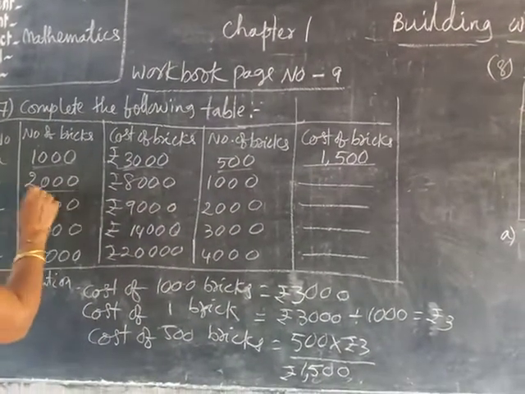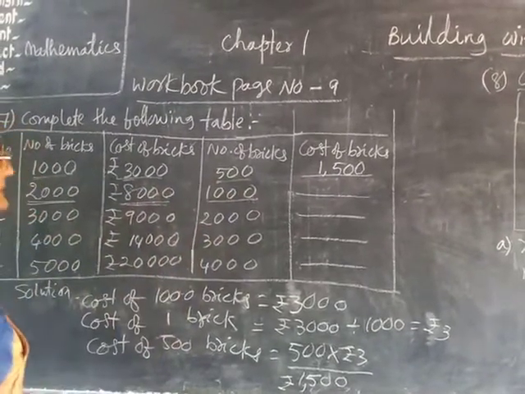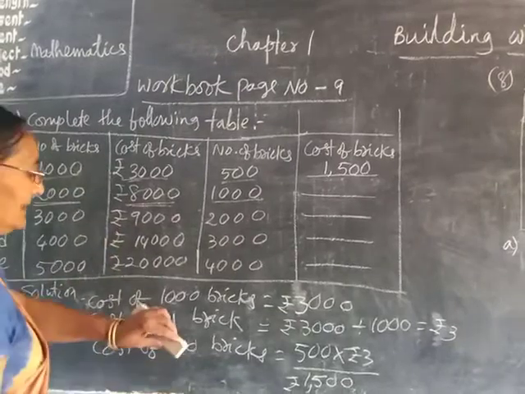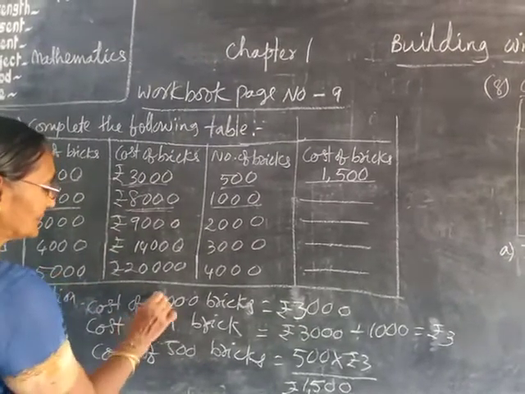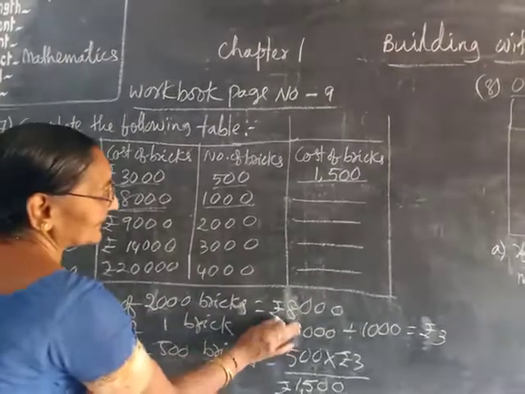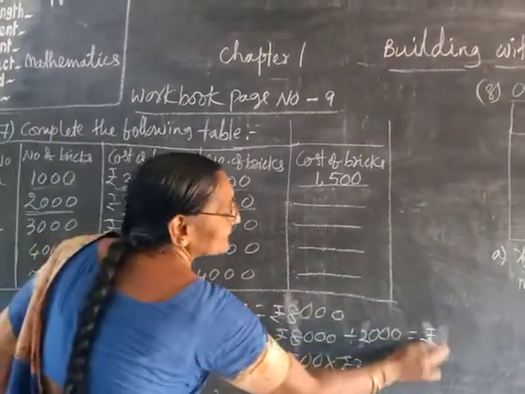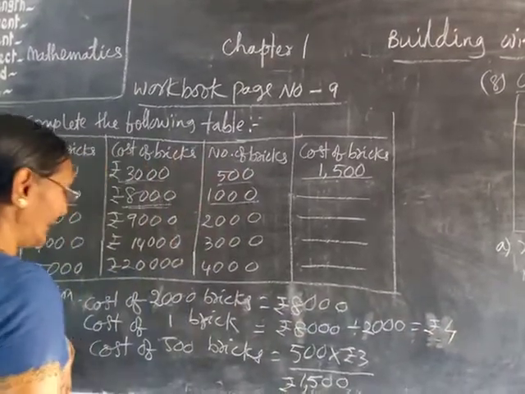Here 2000 bricks cost equal to 8000 rupees. Find the cost of 1000 bricks. So here we write 2000 bricks, 8000 rupees. Then one brick you have to find. One brick means 8000 divided by 2000. 2 4s are 8. So one brick is 4 rupees here.